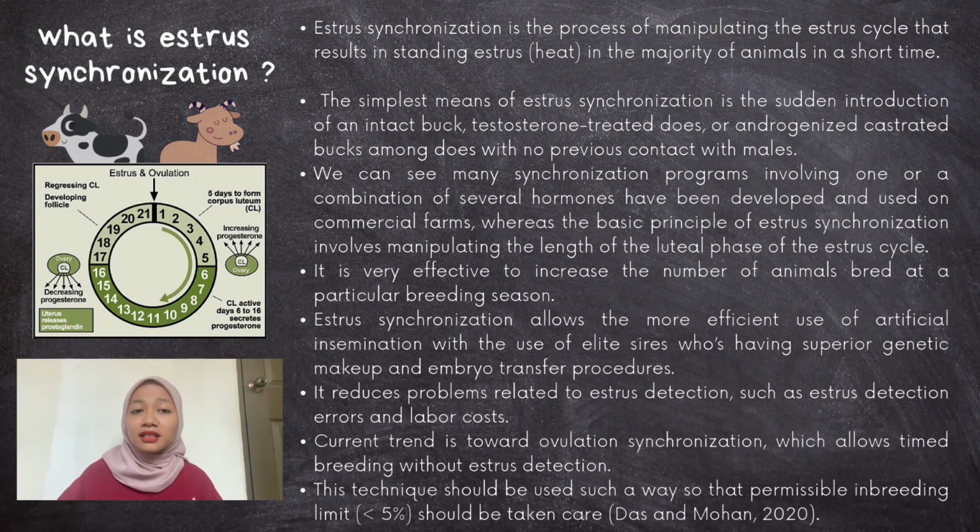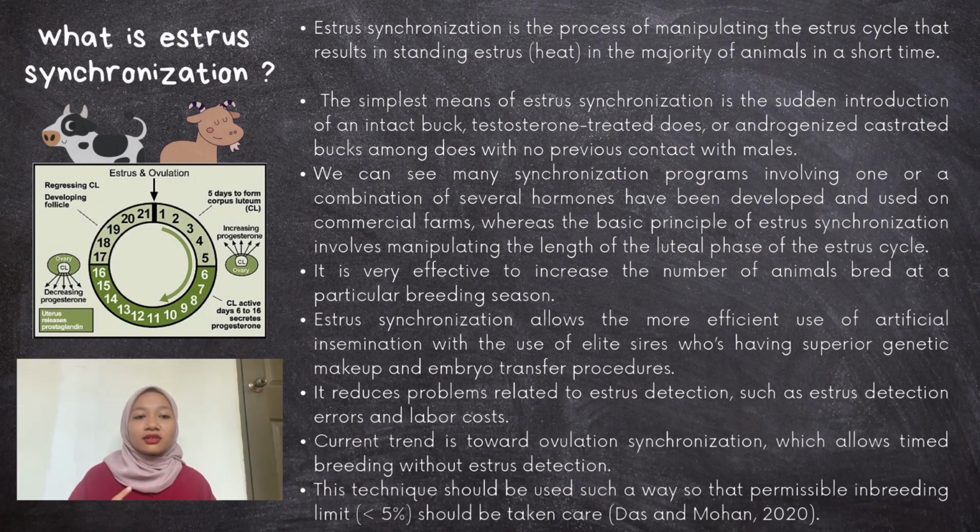So here we can see that many synchronization programs involving one or a combination of several hormones have been developed and used on commercial farms, whereas the basic principle of estrus synchronization involves manipulating the length of the luteal phase of the estrus cycle. This process is very effective to increase the number of animals bred at a particular breeding season. Estrus synchronization allows more efficient artificial insemination, or AI, using elite sires with superior genetic makeup, and embryo transfer procedures. This process reduces problems related to estrus detection, such as estrus detection errors and labor costs.